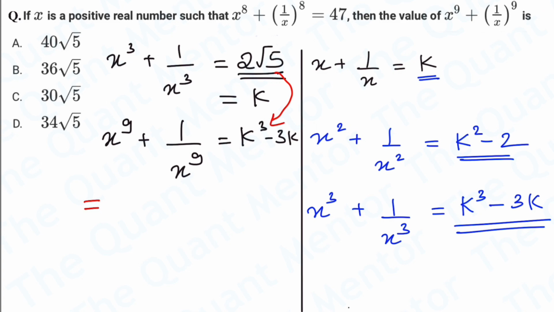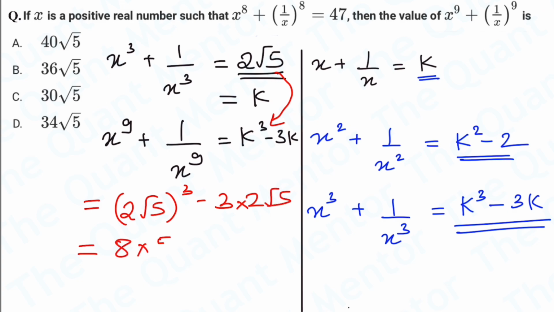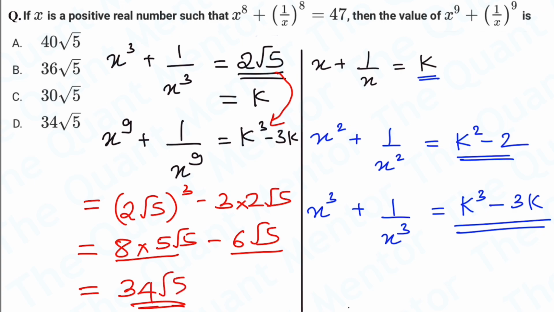We get x raised to 9 plus 1 upon x raised to 9 is 2 root 5 whole cube minus 3 into 2 root 5. 2 root 5 whole cube will be 2 cube, that is 8, into root 5 cube is 5 root 5, minus 3 into 2 into root 5 is 6 root 5. So finally I have 8 into 5, 40 root 5 minus 6 root 5, or 34 root 5 as the answer to my question. It is the D option, right?